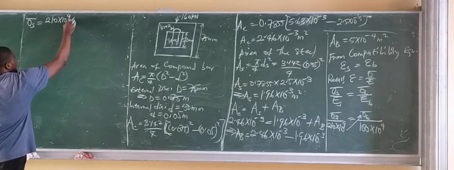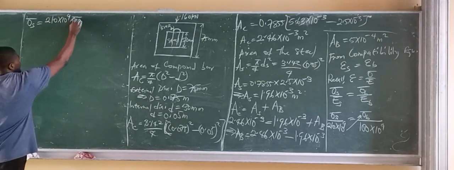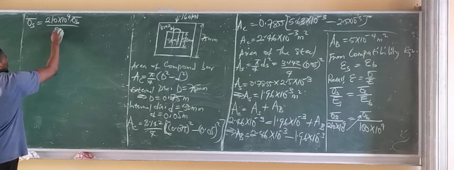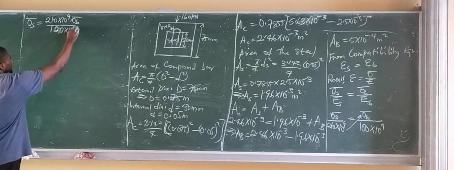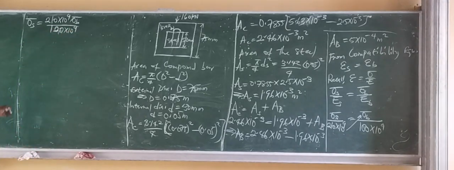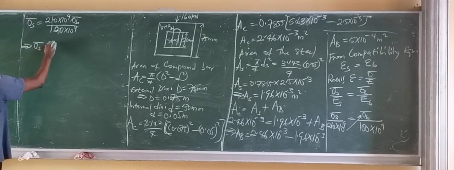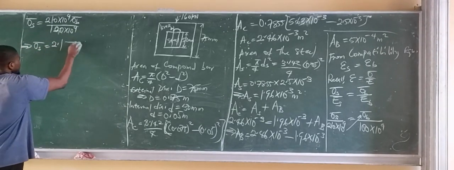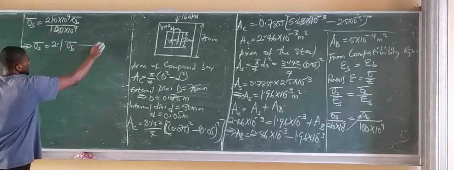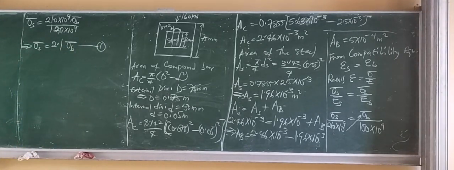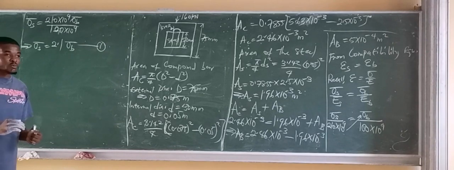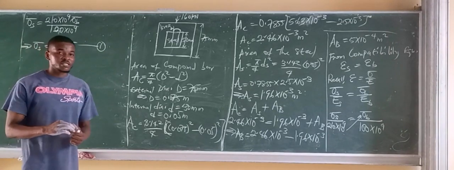to the power of 9 multiplied by the stress of brass, all over the Young's modulus of brass, which is 100 by 10 raised to the power 9. Of course, 210 by 10 raised to the power 9 divided by 100 by 10 raised to the power 9 will simply give us that the stress of the steel bar is simply 2.1 times the stress of the brass. So call this equation 1. This is the first equation to be considered, the compatibility equation.